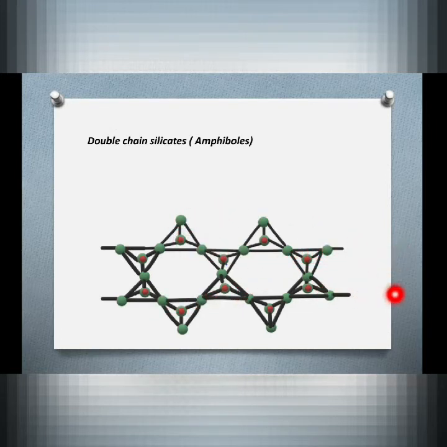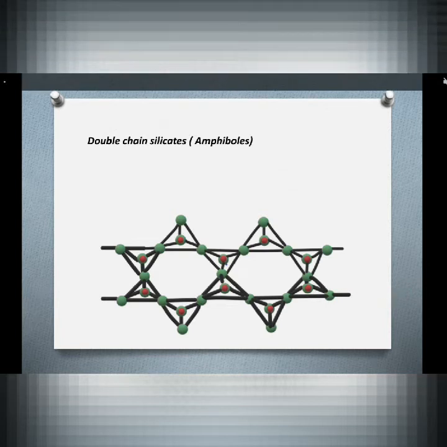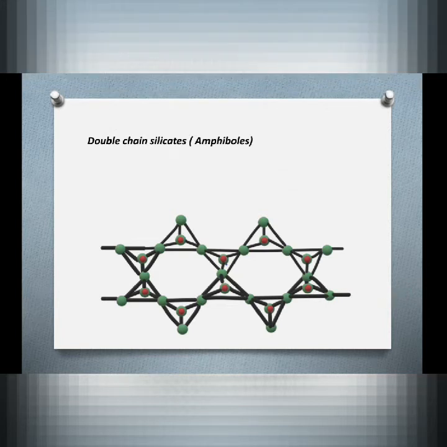In this way they are infinite, but not in this way. They are not infinite in this way, they are infinite by this way. And there are 2 types of oxygen sharing for different tetrahedral units.